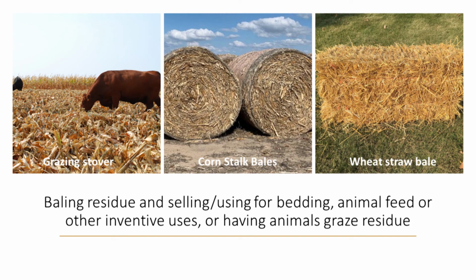What happens is some people are going to bale or remove that residue. So for example, here you see people baling corn stalks to use as feed. You can see people will bale hay, bale straw, so bale wheat straw, the stems of wheat. They'll use that either for bedding, they can use that for feed.